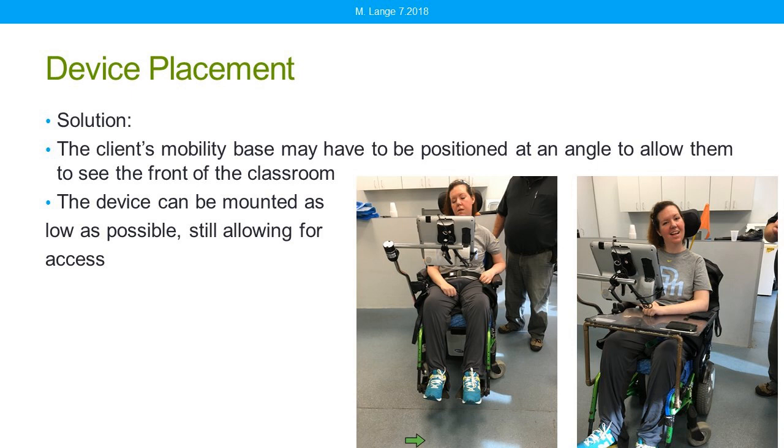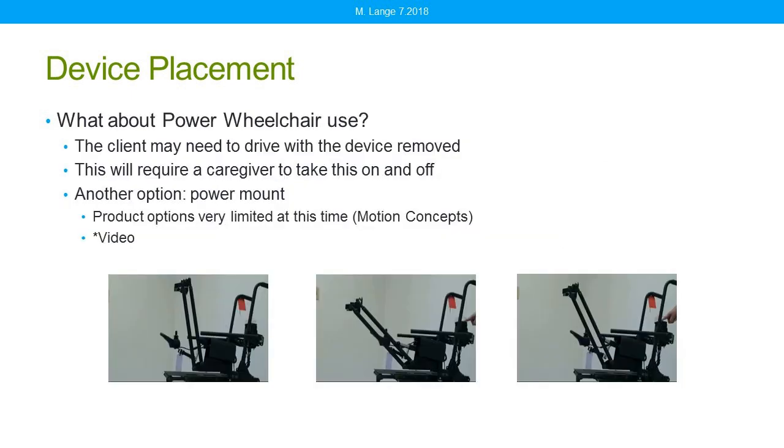Another option is to look at a power mount. So here we can see a picture of a power mount. This one happens to be available from Motion Concepts, where we have the mount in a position where the client has it mounted directly in front of them, but the client can hit a switch and move this down and back up again. Now, we don't have a lot of product options for this right now.